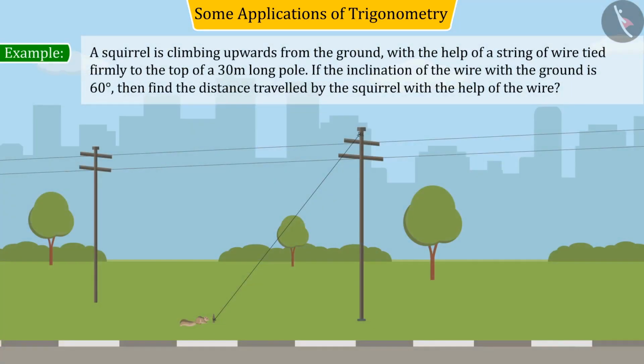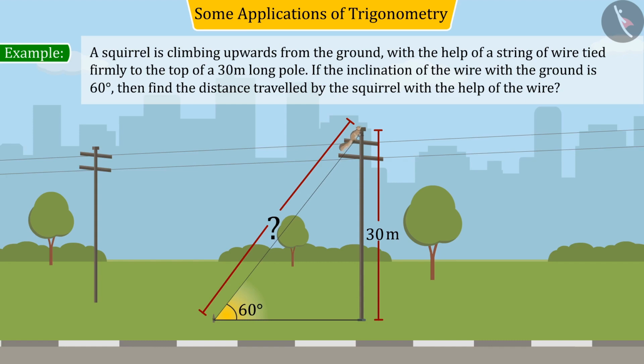A squirrel is climbing upwards from the ground with the help of a string of wire tied firmly to the top of a 30-meter long pole. If the inclination of the wire with the ground is 60 degrees, then find the distance travelled by the squirrel with the help of the wire.